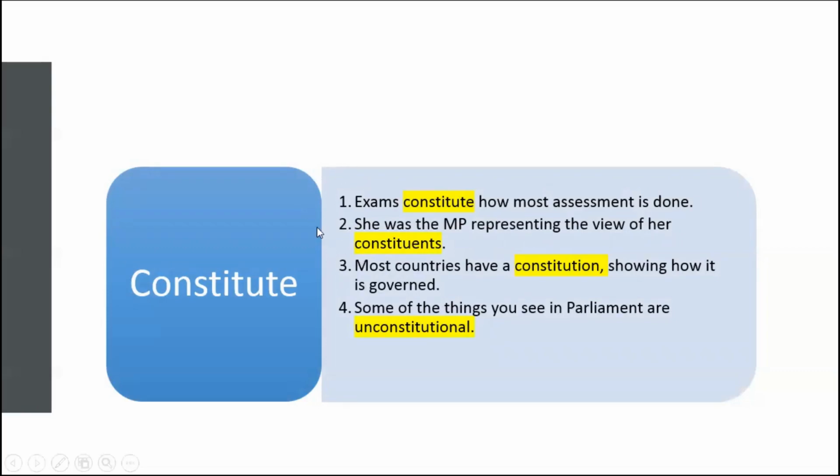So numbers 2, 3, and 4, these words, the ones in yellow, are really to do with politics or political power. But the first one, exams constitute, really it means a large part, a large section. So exams constitute how most assessment is done. So in other words, most assessment has a lot of exams.